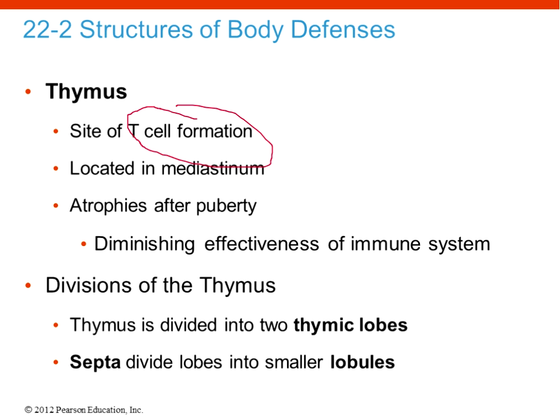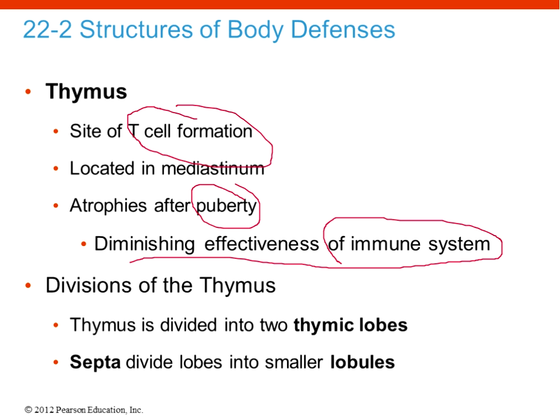The thymus, as I said, is the site of T cell formation. The thymus is located in the mediastinum, and actually goes through an atrophy period. It gradually gets smaller and smaller as we age after puberty, and so our immune system is not as robust as we get older and older. That's why we're more susceptible to cancers and other things as we age, because our immune system is not as robust, and the thymus atrophies essentially as we get older.